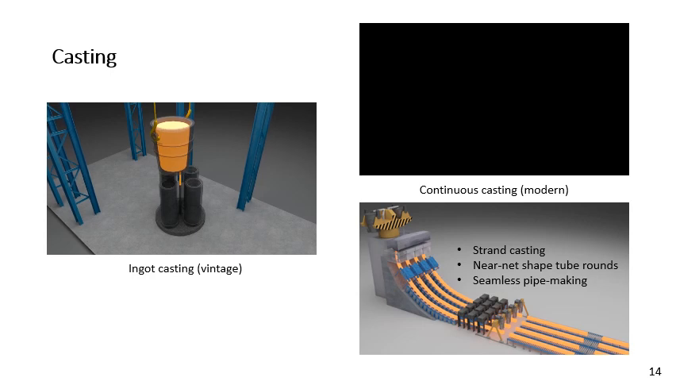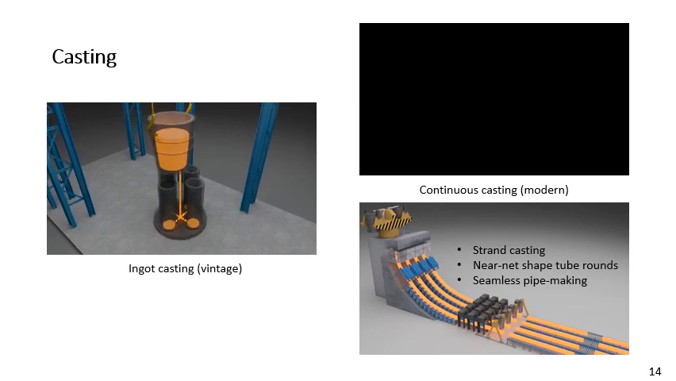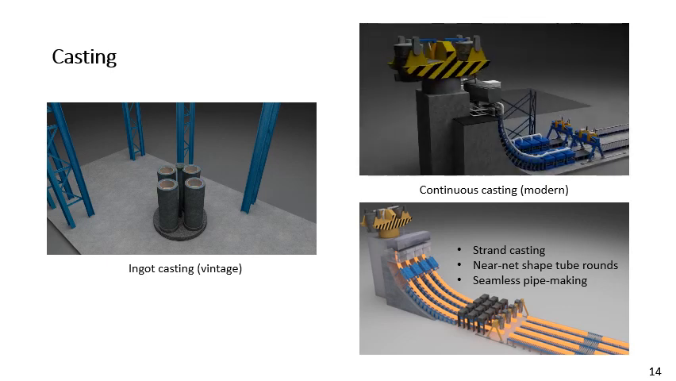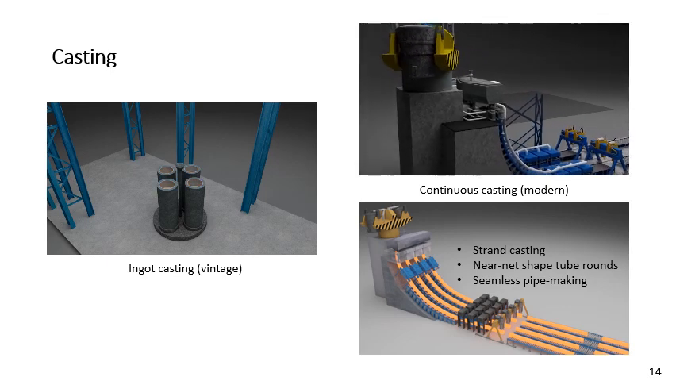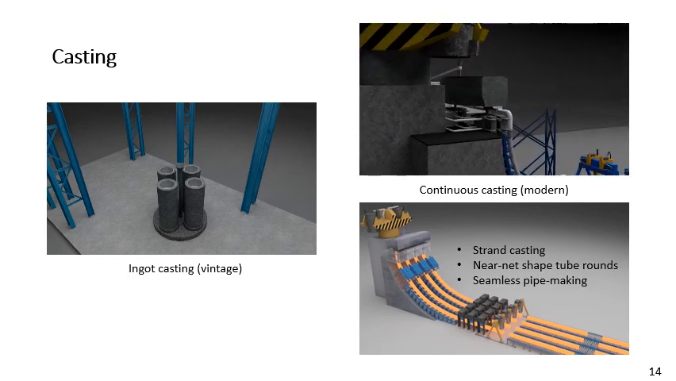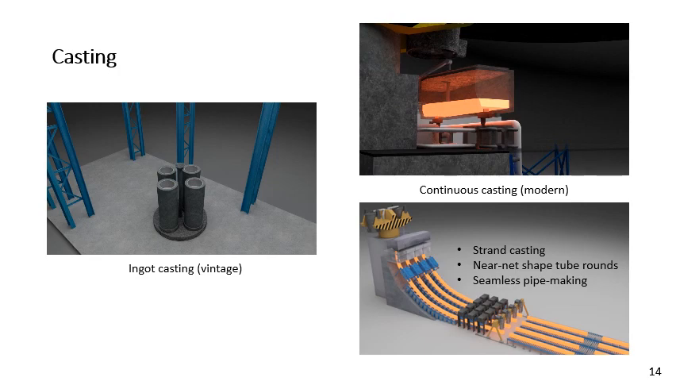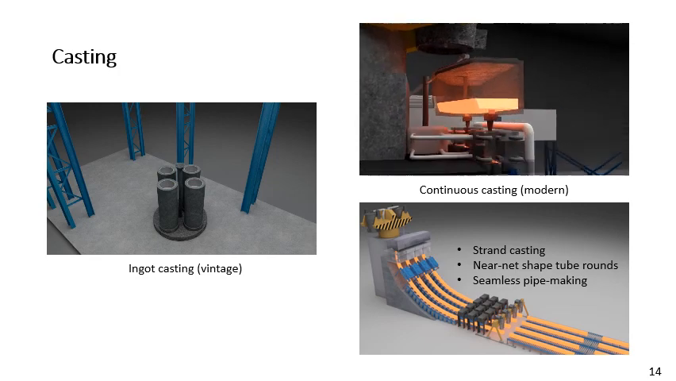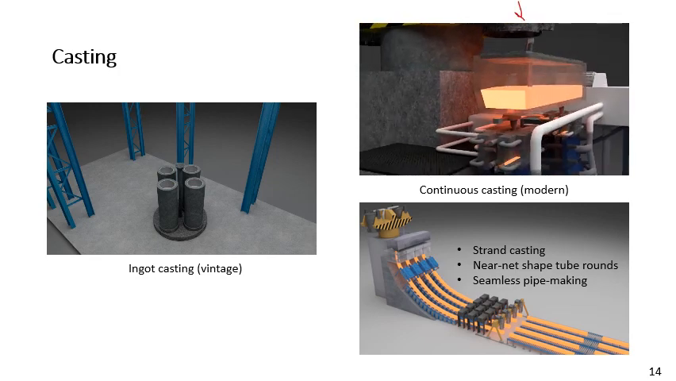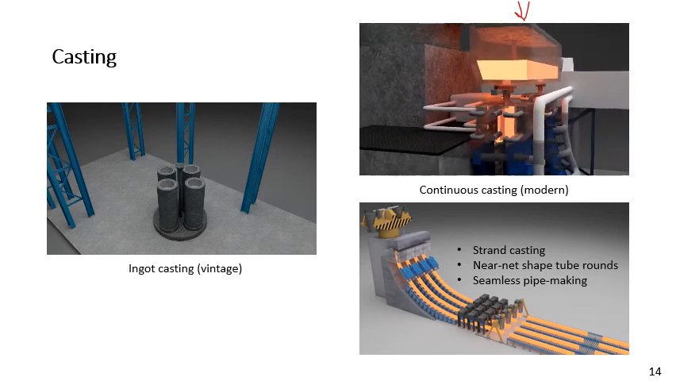For years, steel was cast into ingots before being formed into the final product. But over the past half century, continuous casting has increased and now dominates at about 95% of steel production. You see the ladle filling the tundish, which fills the molds.